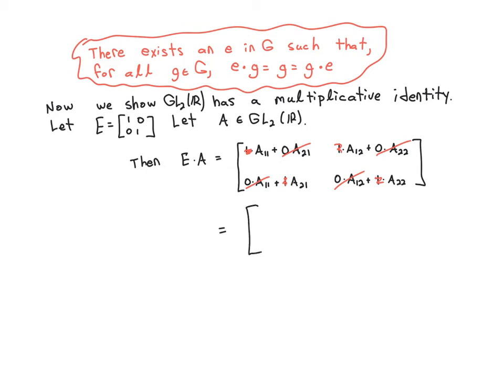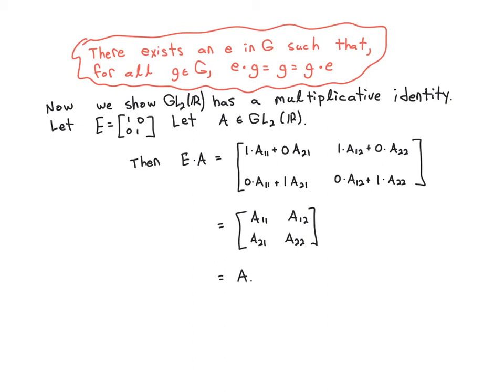And what do we get? Well, we get A11, A12, A21, A22. So it looks like we actually get A back again. So we've shown the thing we wanted to show, which is that if you multiply any matrix by E, you get the other matrix back again. So E is in fact the multiplicative identity, which is what we want to show. So our group has a multiplicative identity.